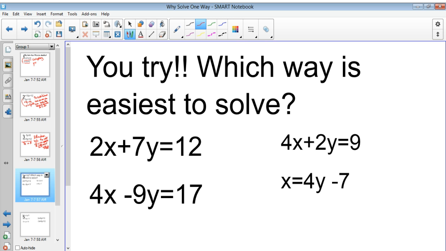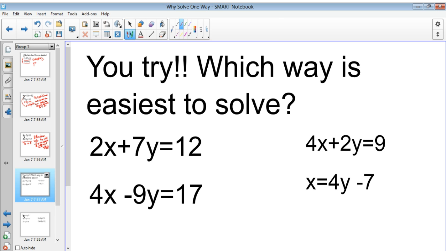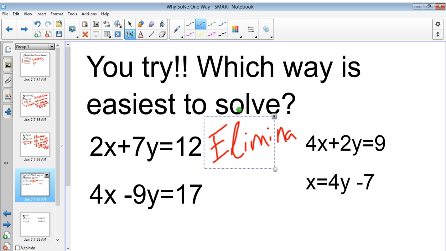So I want you to try real quick. Which way do you think is easiest for these? So take a minute, pause it, and I'll write out my explanation and why. So I'm going to say for the first one, the method I would use is elimination. And I'll give a bullet point list. Elimination because they're both in standard form.